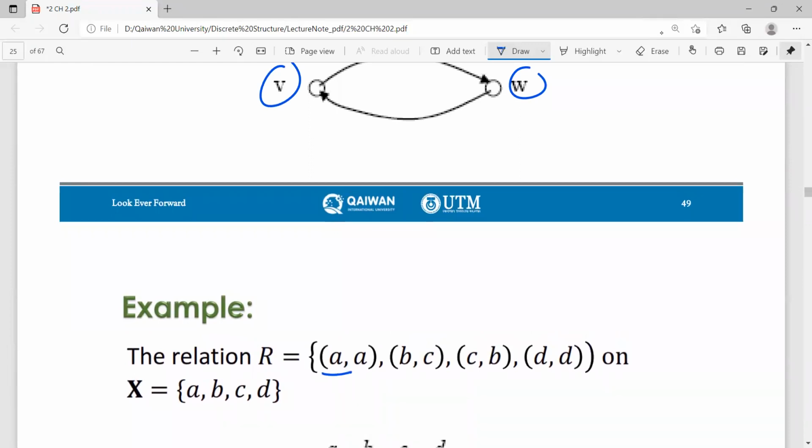Here we have AA, BC, CB, DD. We have AA, so it's okay. But here we have BC, so we must have C and B. Do we have C and B? Yes. And DD, it's okay. That means this relation is symmetric, since for all elements x, y in the set, if you have A and B, you also have B and A.